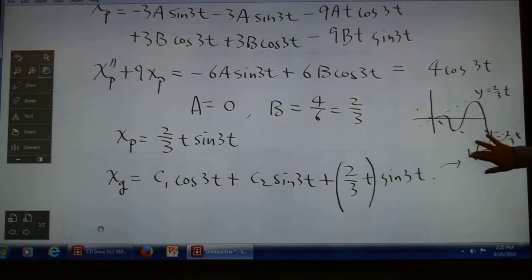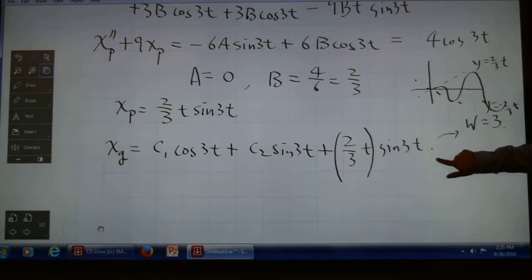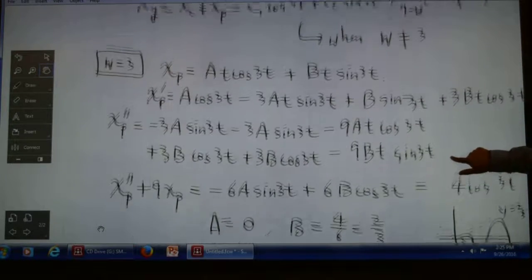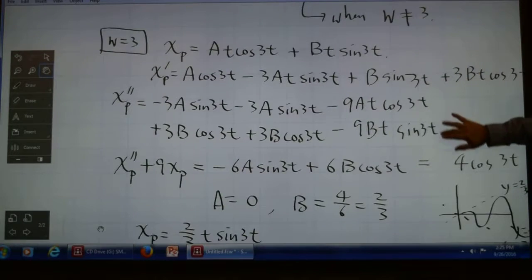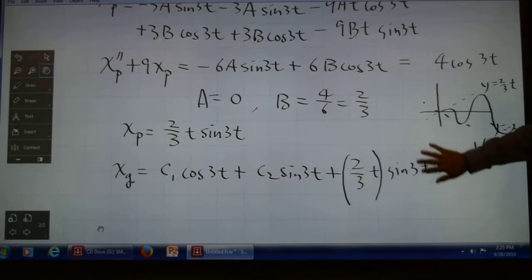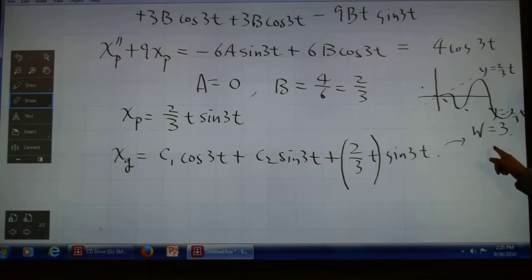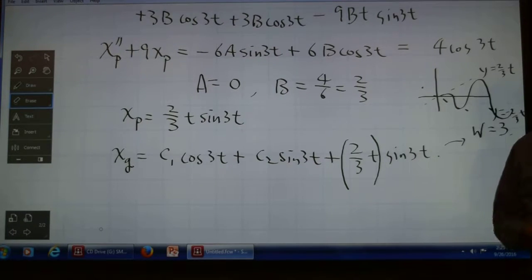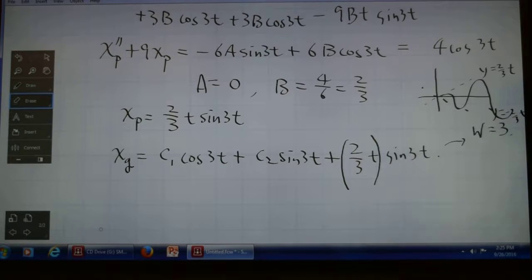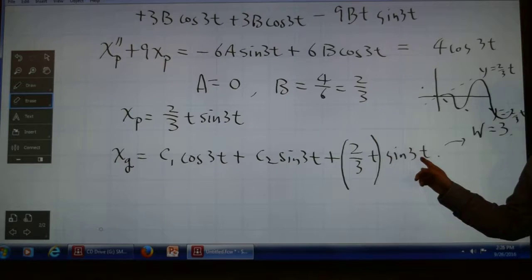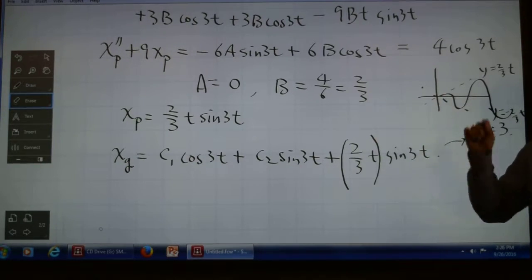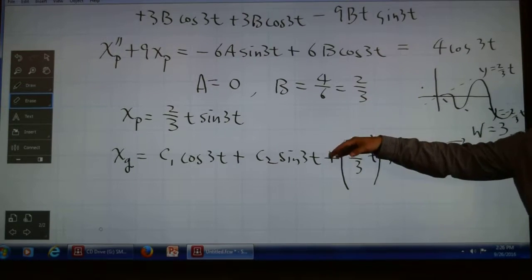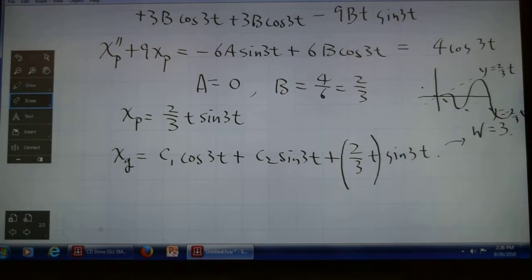So as the answer, this will be the answer. I don't want to copy this all over again, but there are two answers. This is one general answer, which is the case when w is not equal to 3. And this is the answer when w is 3. And what's the resonance frequency in this case? 2/3. No. 3. 3 is the resonance frequency. Okay? Yeah. When your external force's frequency matches with the natural frequency, then it causes resonance.